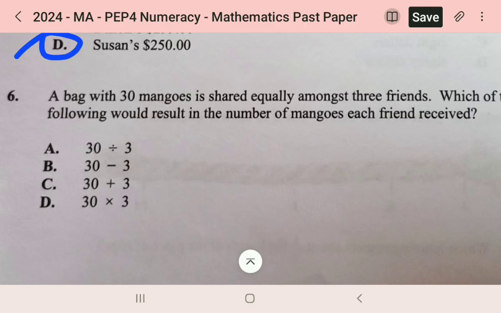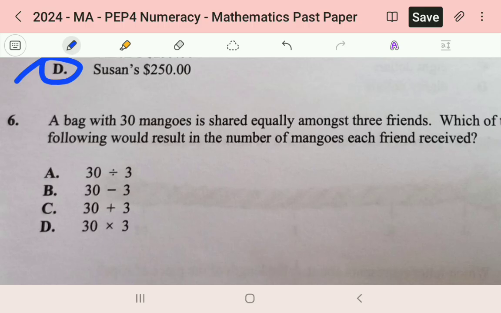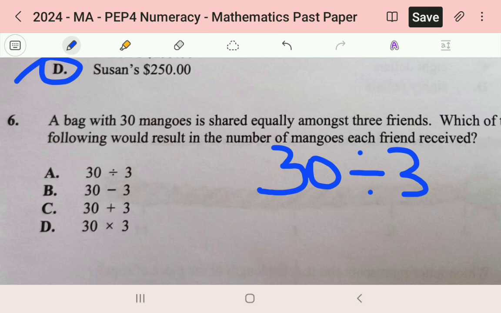Number 6, a bag with 30 mangoes. All right, this is a repeat from 2023. This item was on the 2023 paper. So a bag with 30 mangoes is shared equally among 3 friends. Sharing here, you're dividing. So you have 30 to be shared, which is divided by 3. Which of the following would result in the number each friend received? And that's at A, 30 divided by 3.